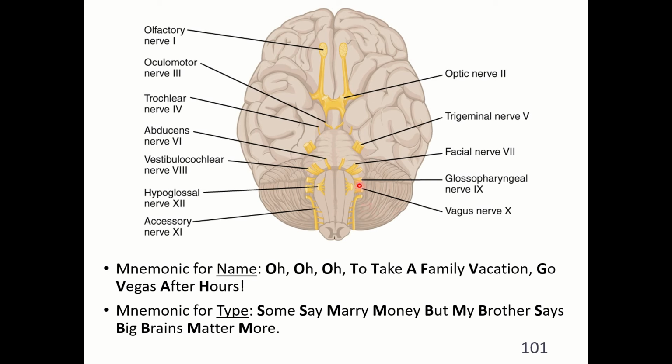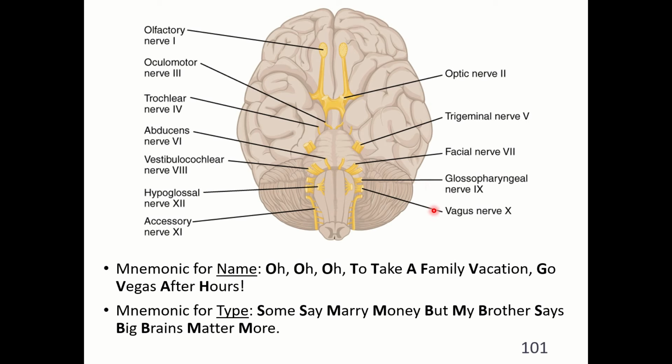Now we're going to go Vegas after hours. So that's cranial nerves 9, 10, 11, and 12. Go is for the glossopharyngeal nerve. Glosso means tongue, and pharyngeal means throat. So this is an important cranial nerve for swallowing as well as taste.